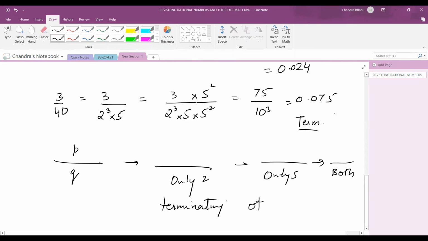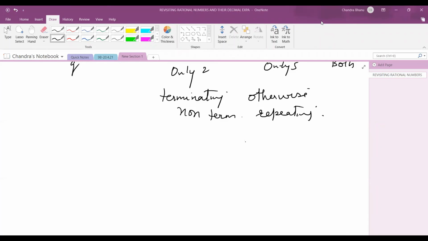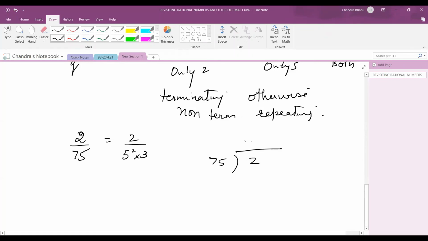Otherwise it is non-terminating repeating. Let's take an example of non-terminating repeating. 2 upon 75. This can be written as 2 upon 5 square into 3. Now, I will show you this with proper division, how this is non-terminating repeating.